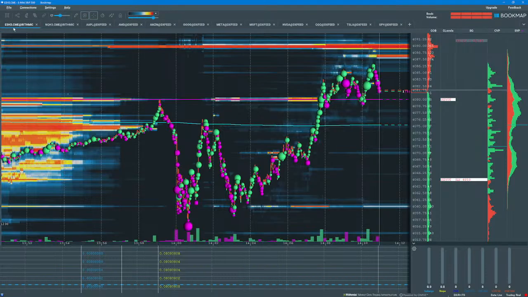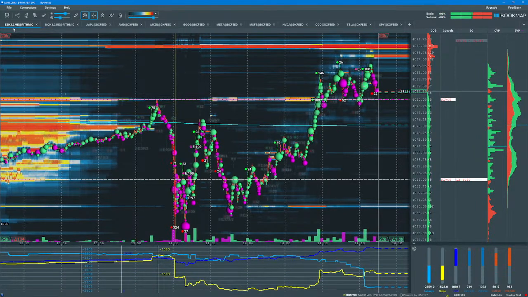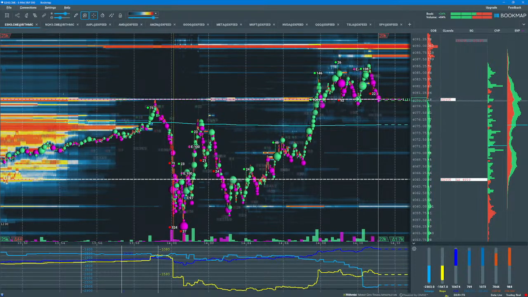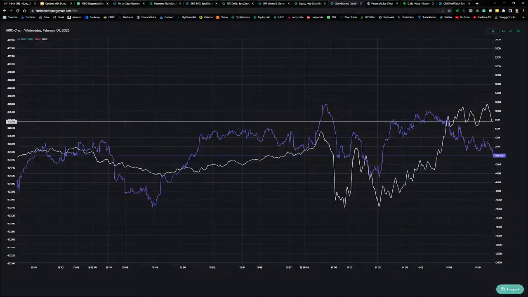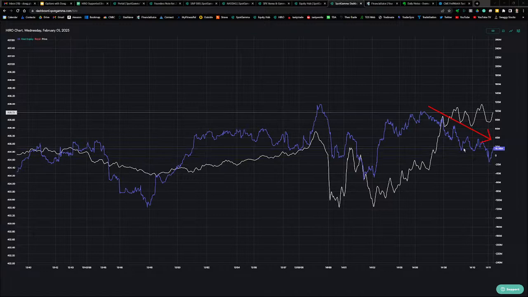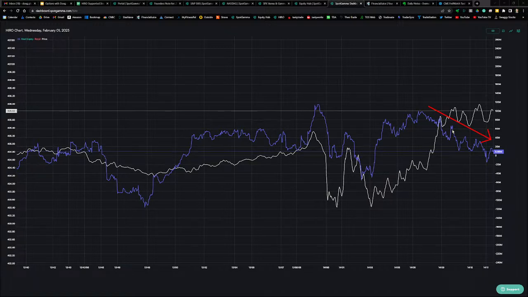We'll go back to ES. See what options traders are doing. And now they're fading the move. This is very typical behavior of S&P 500 options traders. So let's see what happens if price responds.